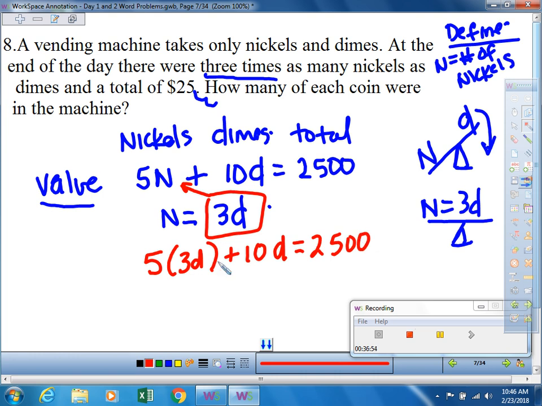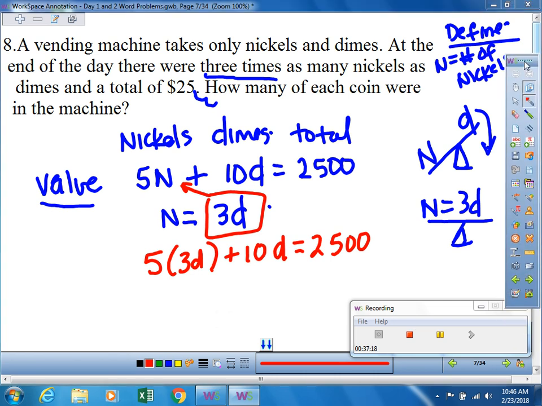I'm going to substitute in for what? N. So I have 5 times 3D plus 10D equals 2,500. Okay, I want you to leave room underneath to solve. We're going to solve the rest on Monday. But this is for a warm-up. No, we're not done. We still have another type. So setting it up is the new part. Solving is the old part, what you've already been tested on.